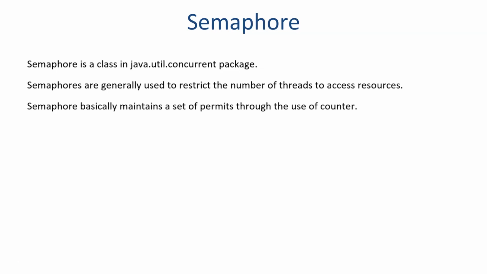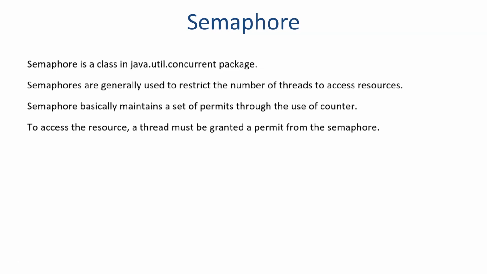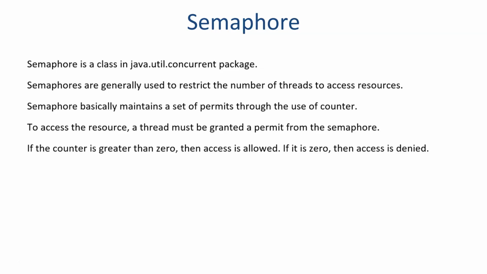Semaphore basically maintains a set of permits through the use of a counter. To access the resource, a thread must be granted a permit from the semaphore. If the counter is greater than 0, then access is allowed. If it is 0, then access is denied.